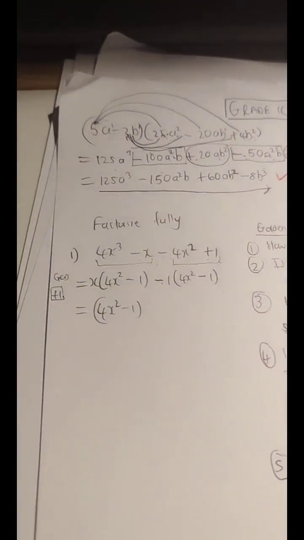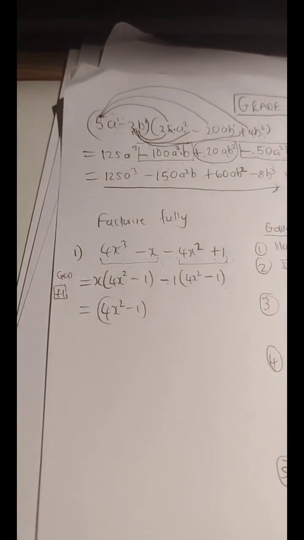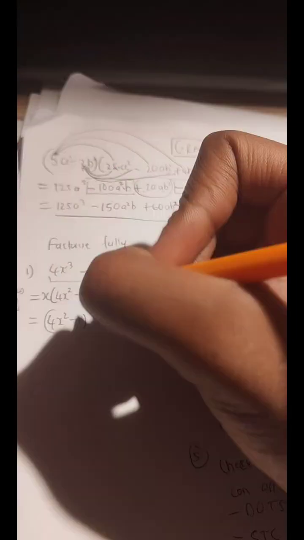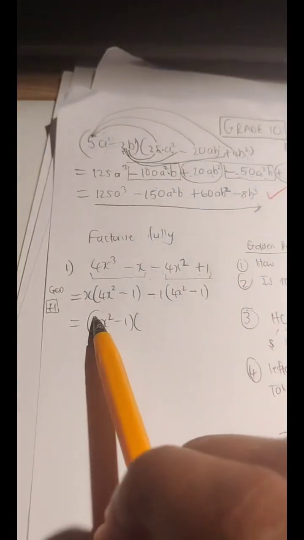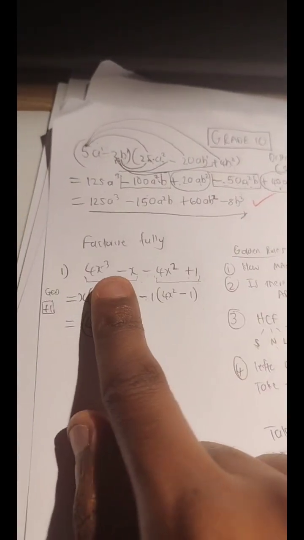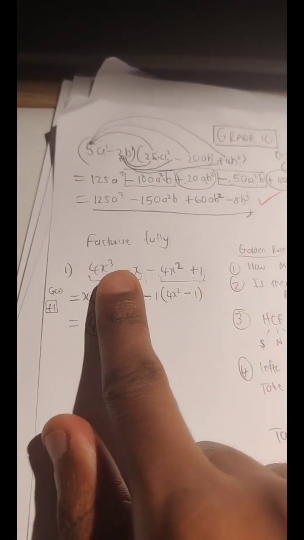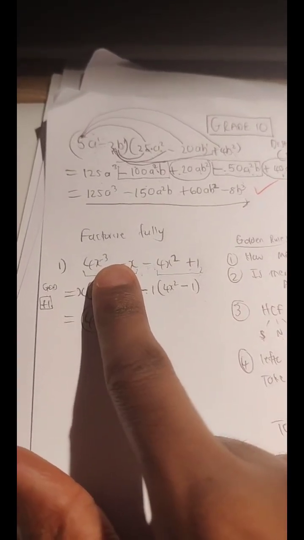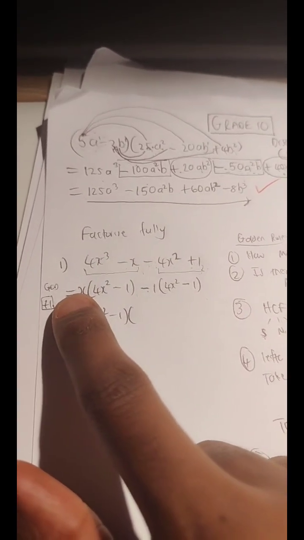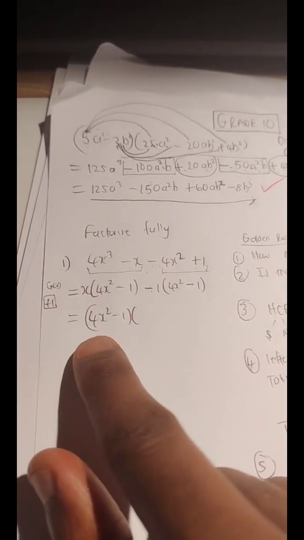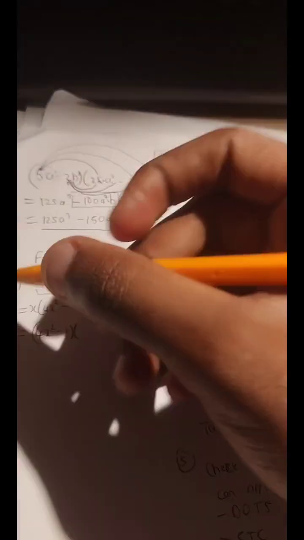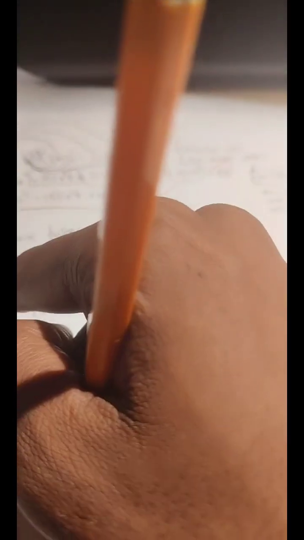It is present, but not visible to the naked eye. So you take out the common bracket 4x squared minus 1. What are you left with on the left if you take out that 4x squared minus 1? 4x squared minus 1 on the left is multiplied to the variable x. So if you take out 4x squared minus 1, we are left with x on the left.